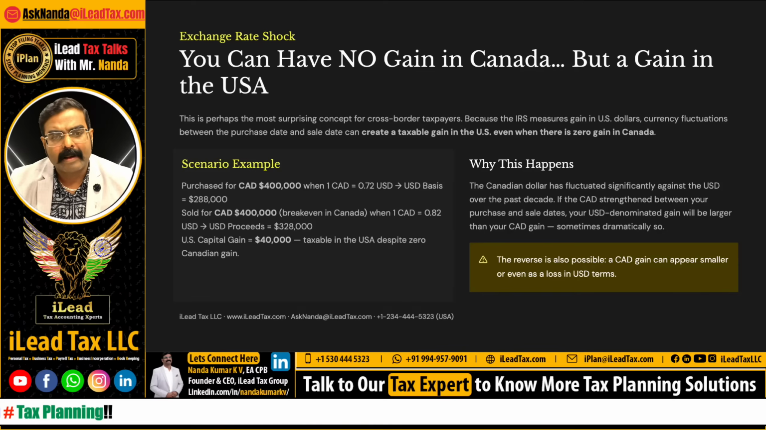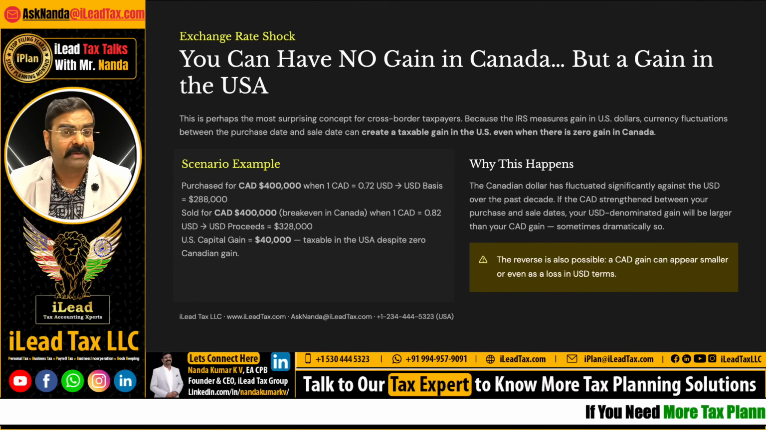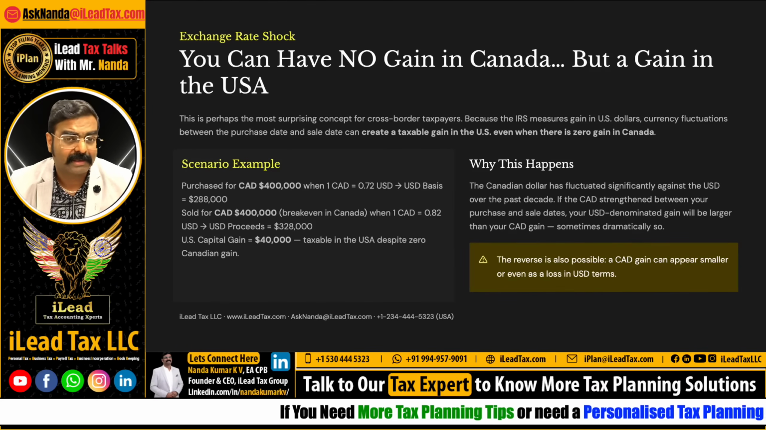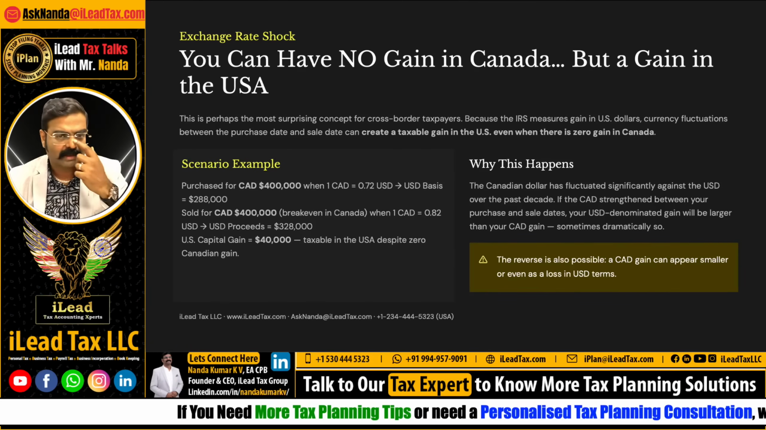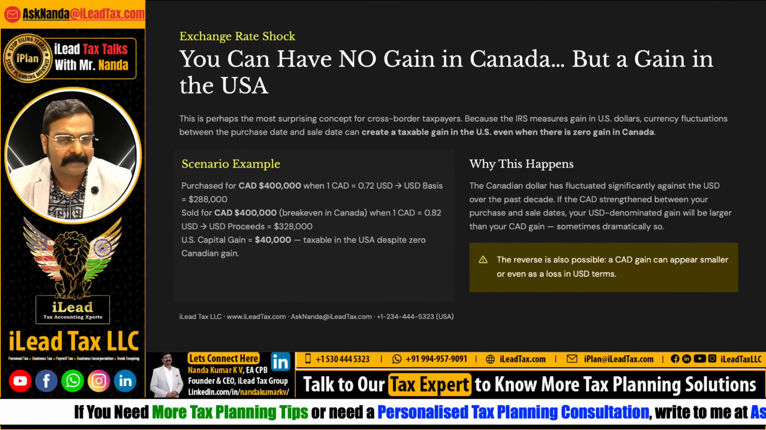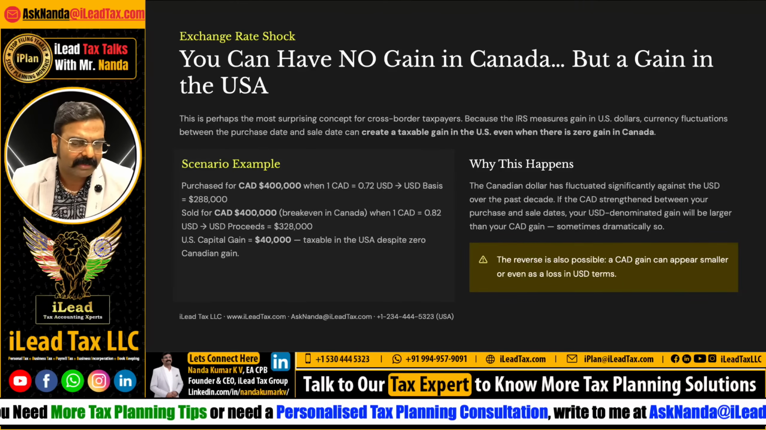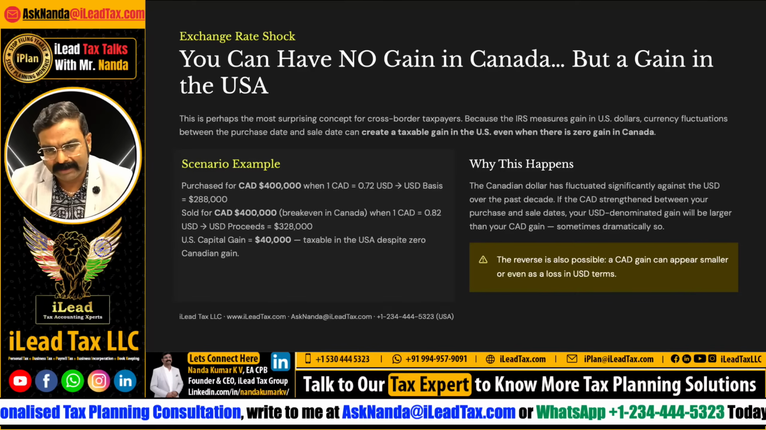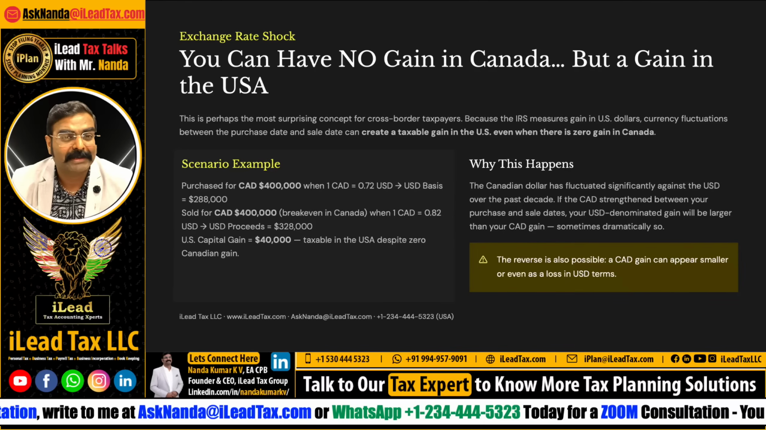Next, I want to reinforce here the currency conversion concept. Okay, with one more powerful example, because this is the one that changes how people think about foreign real estate. Okay, break even in Canada, taxable in USA. This is not a hypothetical statement. This happened to actual clients. And when they came to me and I showed them the USD calculation, they couldn't believe it.